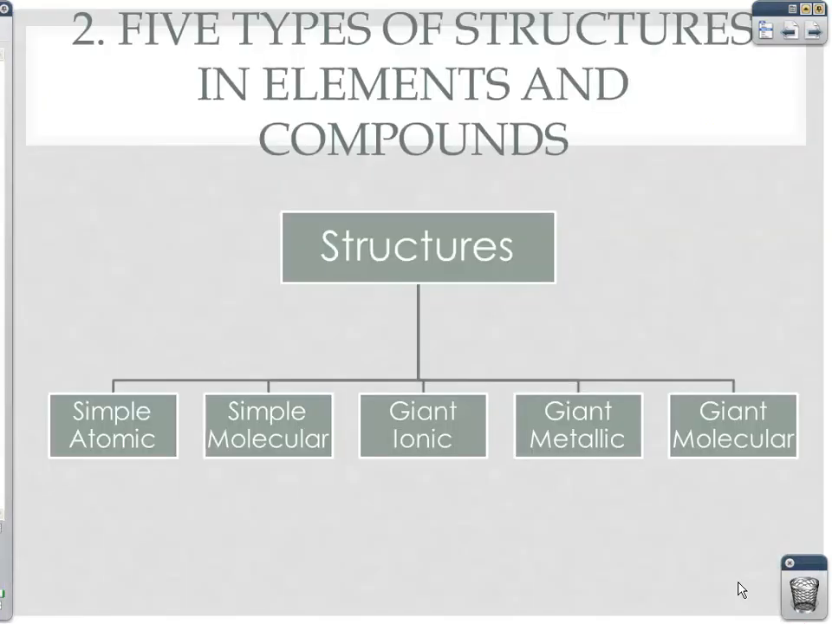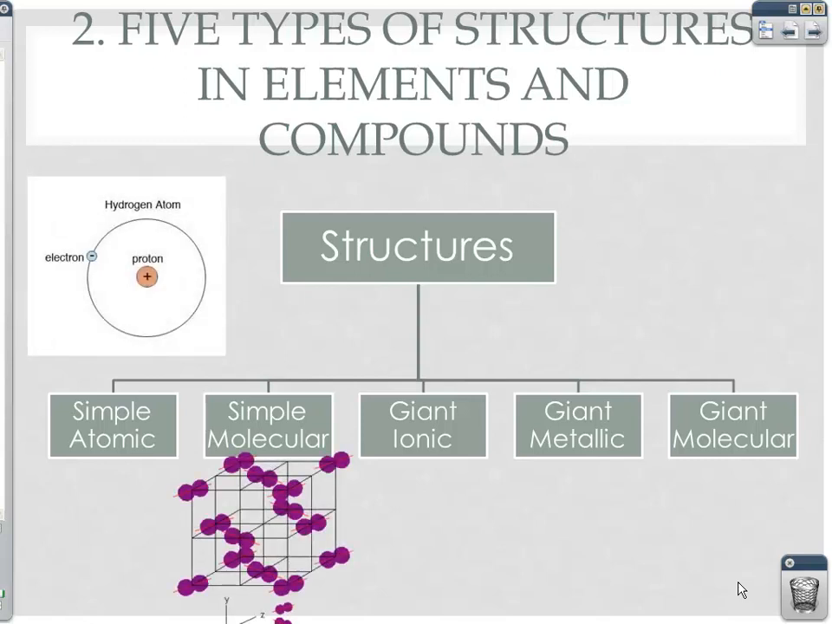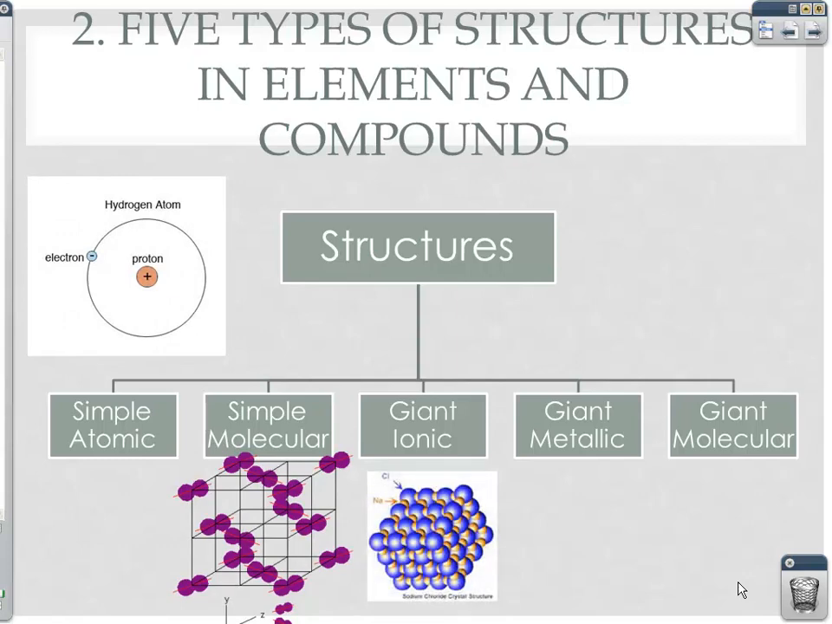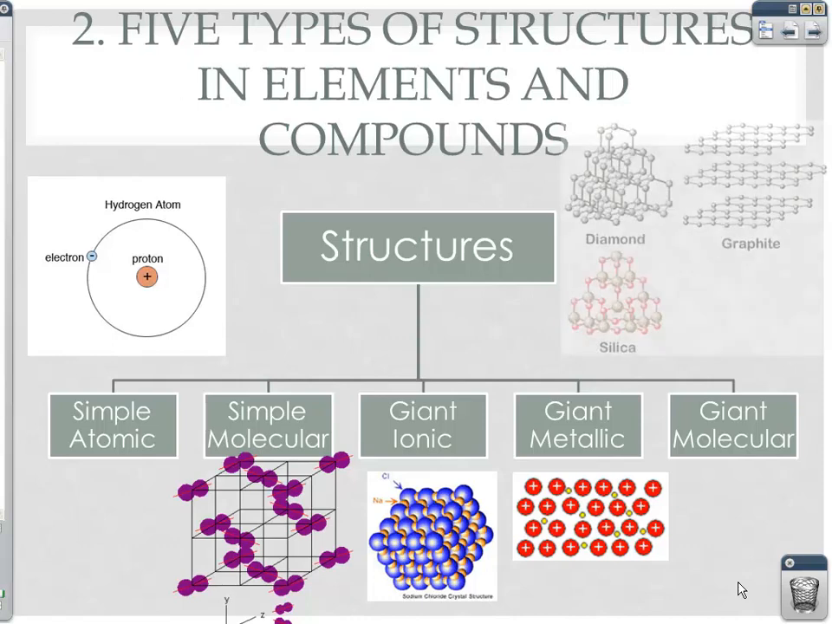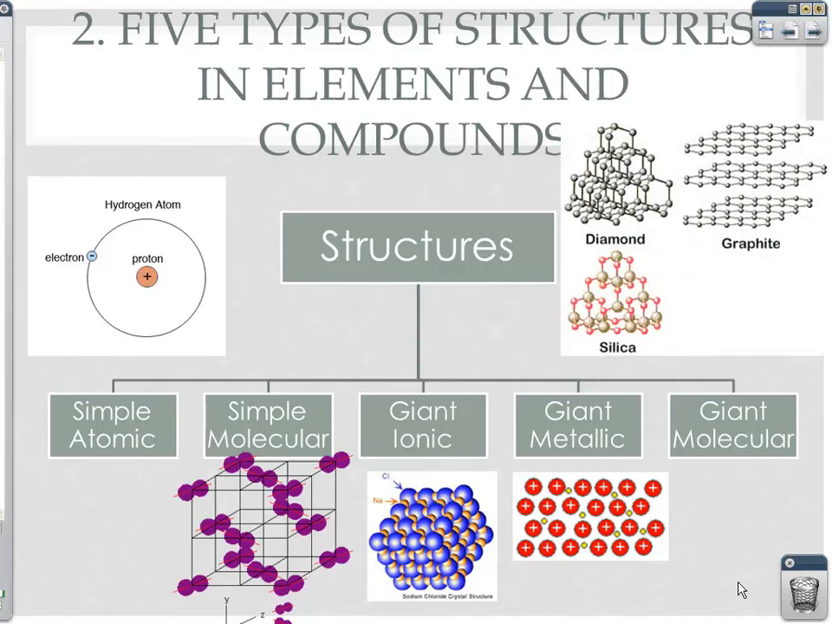Alright, these are some solids that we will cover in this chapter. You have your simple atomic structure that we know and love, and a simple molecular structure. You have a giant ionic structure, a crystal, like sodium chloride. You have a giant metallic structure, so metallic bonds here. And then a giant molecular structure, like diamond, silicon dioxide, graphite. These are more of the non-polar structures.